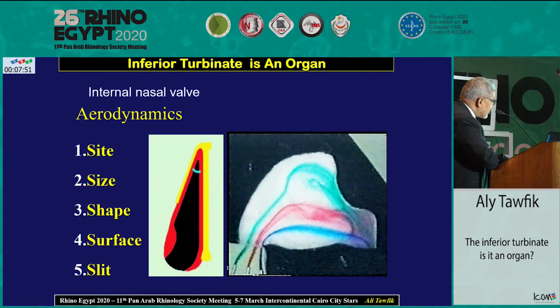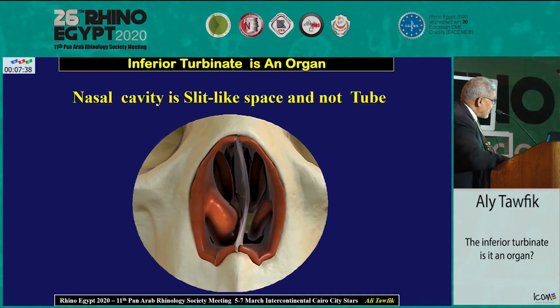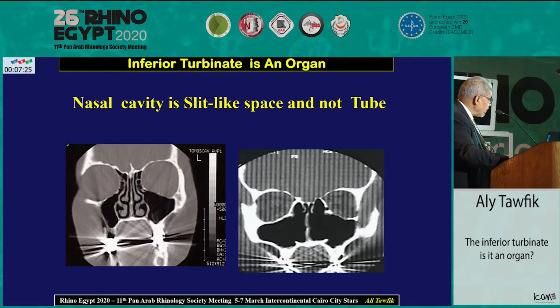Don't forget that the anterior end of the inferior turbinate has a specific site, size, shape, surface, and slit cavity between the nasal septum and the turbinate. Even if there is a deviation of the nasal septum, the inferior turbinate compensates to respect this slit cavity between the nasal septum and the inferior turbinate. So if you change this physiological and anatomical position to this position, it is a very difficult job. Many of the functions of the nose are lost, like this.